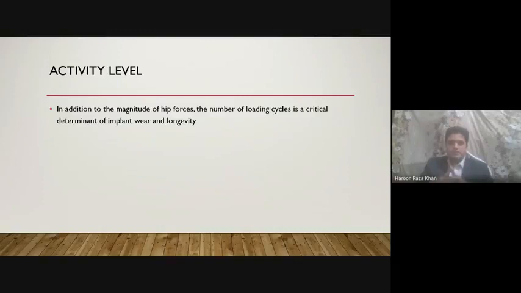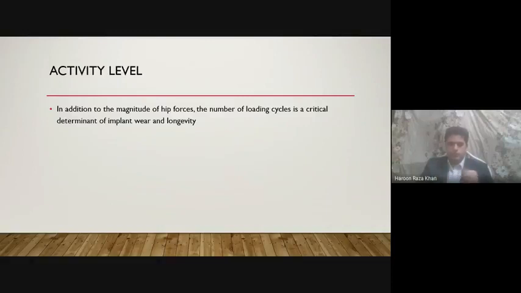Interesting to know is that patients in all age groups expect THA to allow them to maintain an active lifestyle. Whether they're old or young, they want an active lifestyle to be maintained after that THA replacement. Number of steps walked per day or year is often considered a good marker of activity and an analog of the number of loading cycles for testing. So the number of steps he takes per year is a good understanding of his level of activity.